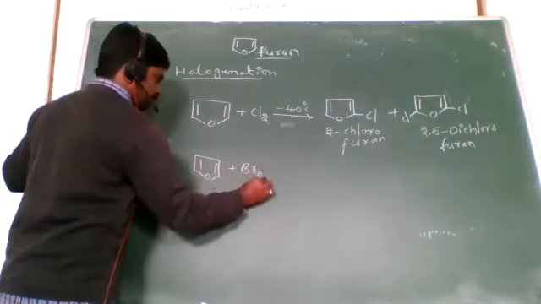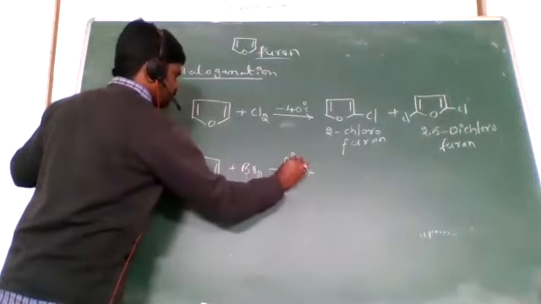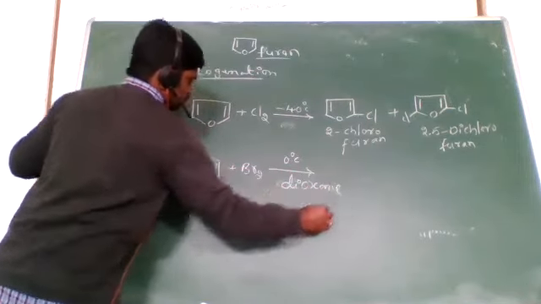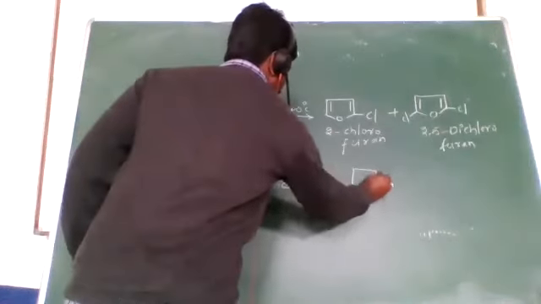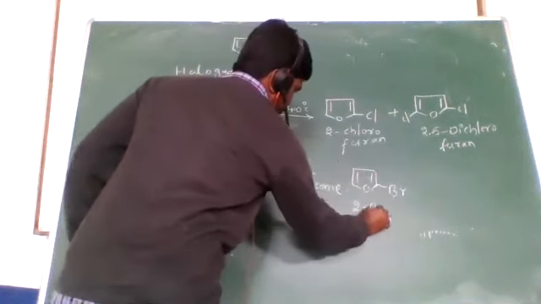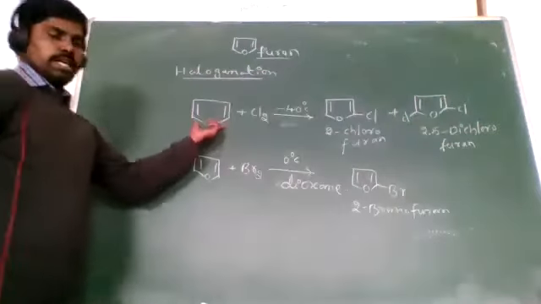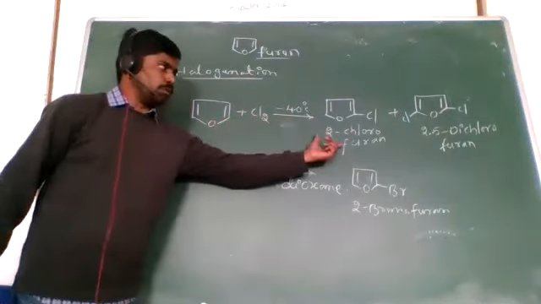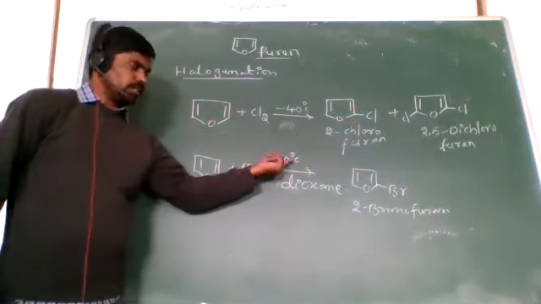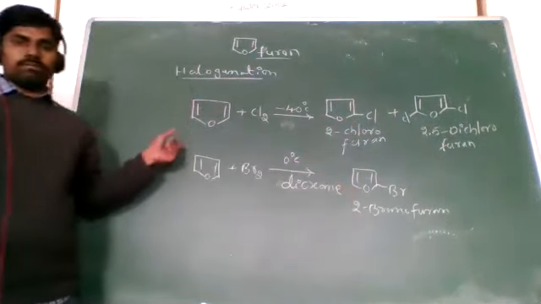Next, when furan reacts with bromine at 0 degrees Celsius in the presence of dioxane, it forms 2-bromofuran. So when it reacts with chlorine, we get 2-chlorofuran and 2,5-dichlorofuran. When it reacts with bromine at 0 degrees Celsius in the presence of dioxane, we get 2-bromofuran. Okay, clear? Write down.